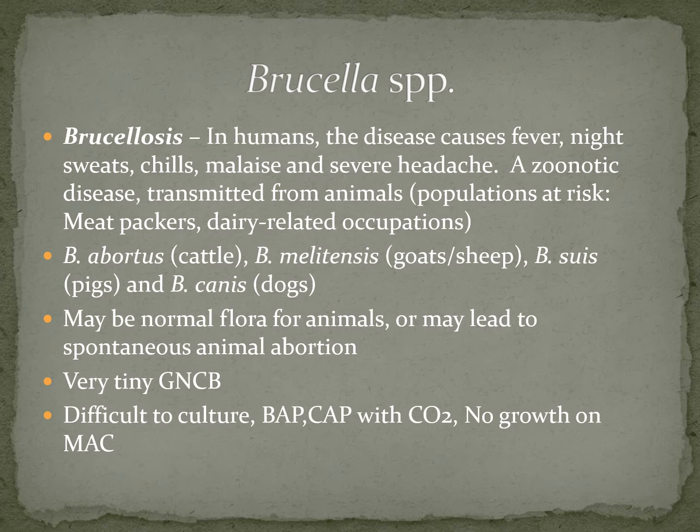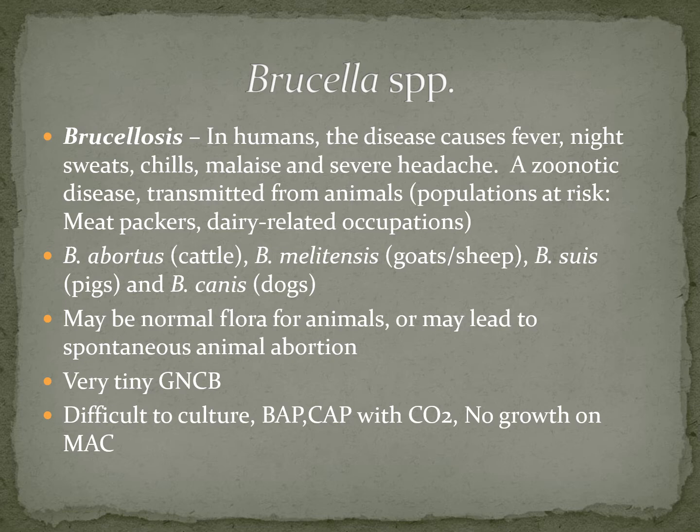Brucella is considered a select agent, Class B biological agent. Class B biological agents cause less mortality than Class A's, but are easy to weaponize. Brucella causes what's known as brucellosis or undulant fever. Sometimes that's called Bang's disease. In humans, the disease causes fever, night sweats, chills, malaise, and a severe headache.